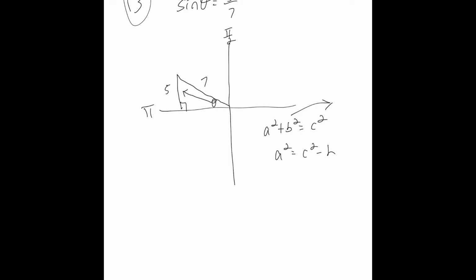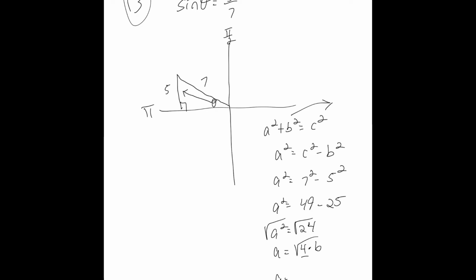So c squared minus b squared. A squared equals c squared. That's 7 squared minus 5 squared. A squared is 49 minus 25. A squared equals 49 minus 25 is 24. And we need to square root both sides. Square root of a squared is a. Square root of 24. Perfect squares that go into 24. 4 goes into 24. So that's 4 times 6. Take the square root of 4 out. So that will be 2√6. That's my missing side on the triangle.